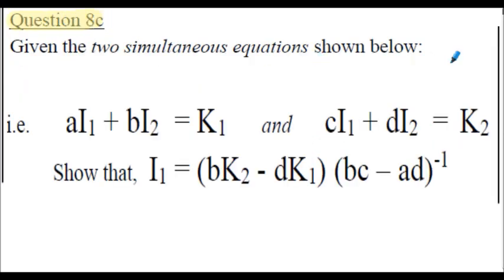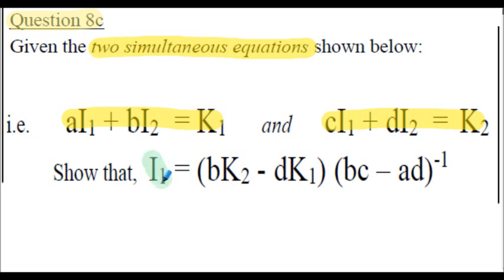And question 8. We're given two simultaneous equations that are shown below. Here's the first one. Here's the second one. And we've got to show that the current I1 is equal to the expression shown here. So that's a simultaneous equation problem.